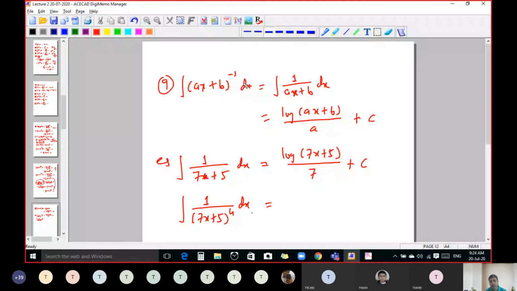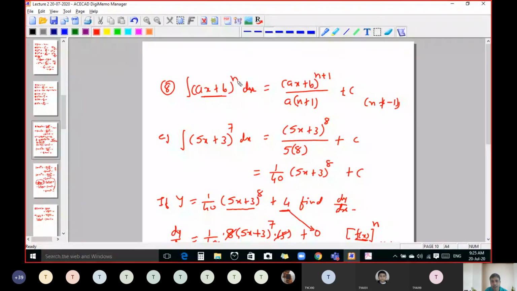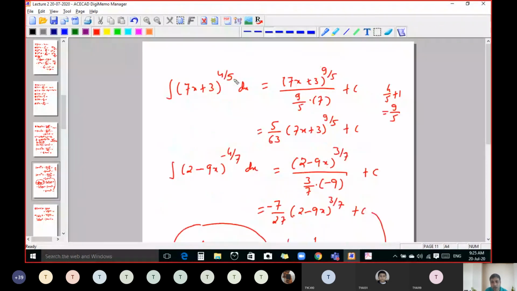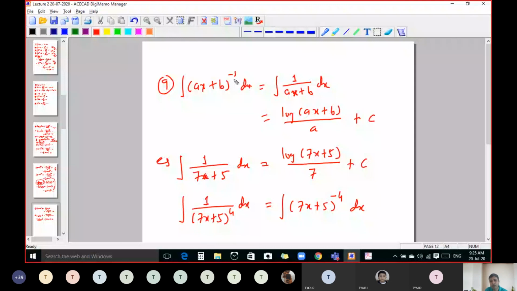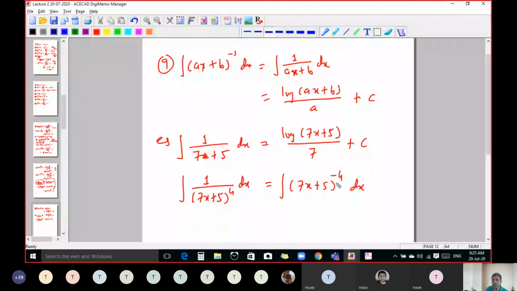Because the power here is 4, you can write this as 7x plus 5 whole raised to minus 4, and it is not minus 1. So in this case you have to apply this result, considering n equal to minus 4. N may be anything except minus 1 for this result number 8. In result number 9, n should be minus 1, but here it is minus 4. That is why we have to use result number 8 for this question instead of result number 9.